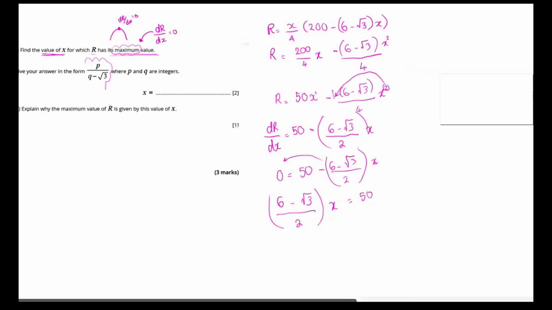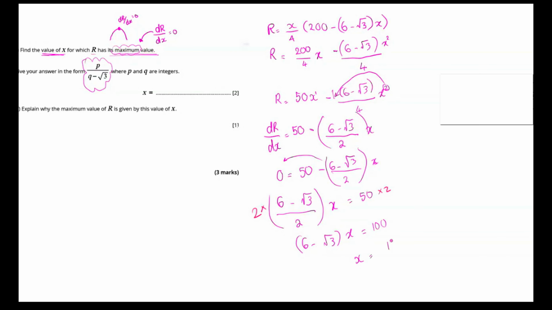I'm going to look back at the question to see what form they want it. They want it in this form, okay? Where is my clue in this? That I don't have a divide by 2. I've just got it as it is. So the first step is let's get rid of the divide by 2 by multiplying both sides by 2. So we end up with 6 minus root 3, x equals 100. And now I've literally just answered it. So x equals 100 over 6 minus root 3. And this, my friends, is the final answer.